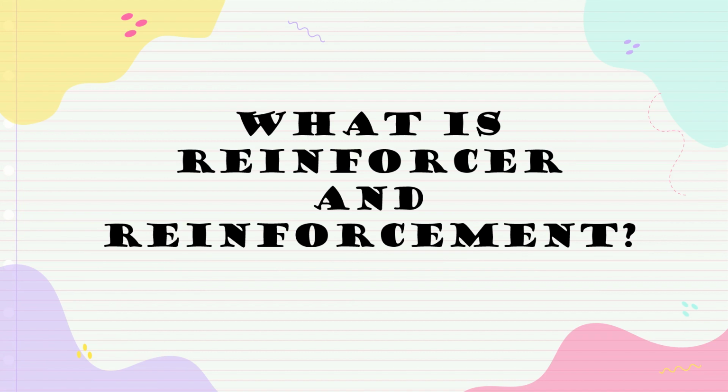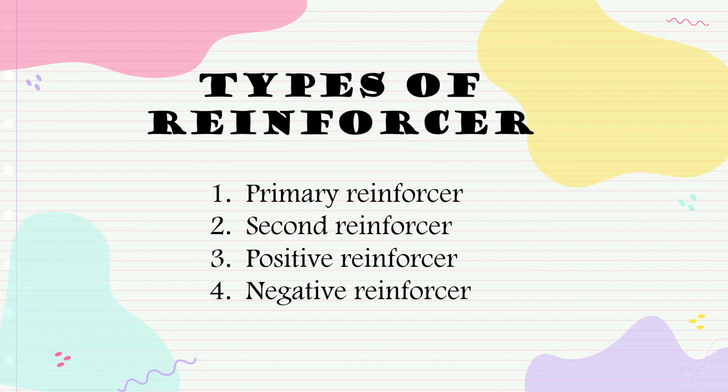Next slide: what is a reinforcer and what is reinforcement? Do you have any idea what the difference is between these two words? If none, let's proceed so we know the difference. There are types of reinforcer. First is primary reinforcer, second is secondary reinforcer, third is positive reinforcer, last is negative reinforcer. A primary reinforcer is a stimulus related to both biological and psychological needs such as food, clothing, shelter, warmth, and human touch. Those are primary reinforcers.